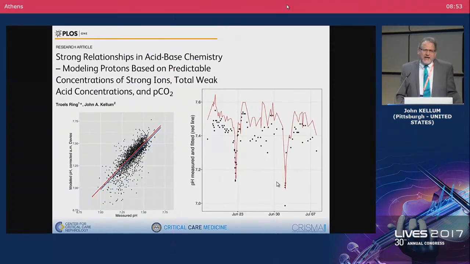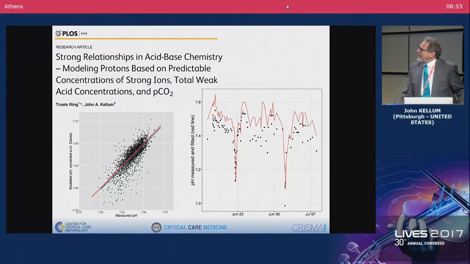Now, Troels Ring and I, mostly Troels, he's more of a nerd than I am, we looked at some data from Pittsburgh, and we wanted to see whether, in the complex reality of giving all kinds of treatments to patients, changing their ventilator settings, giving them fluids, none of these patients underwent CRRT, but drug infusions, various other things, could you actually predict on a day-to-day basis what their blood gas would show based on this model?